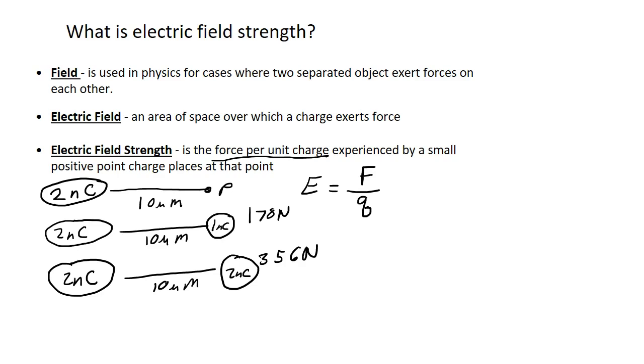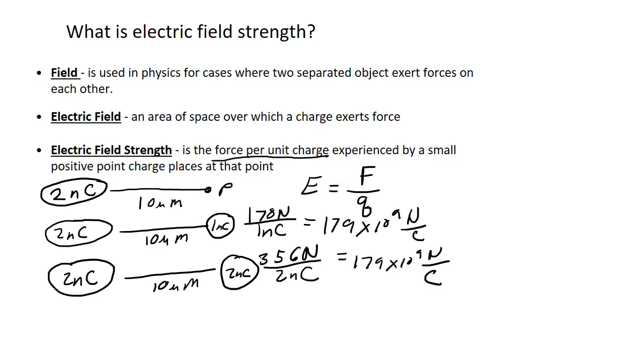So by using this equation, we take the force exerted by the charge at that point, divided by the charge it's being exerted on, the 1 nanocoulomb, or the 2 nanocoulomb in this case, we see that the electric field strength is about 178 times 10 to the 9 newtons for every coulomb for both cases. So the electric field strength at point P is 178 times 10 to the 9 for both cases.